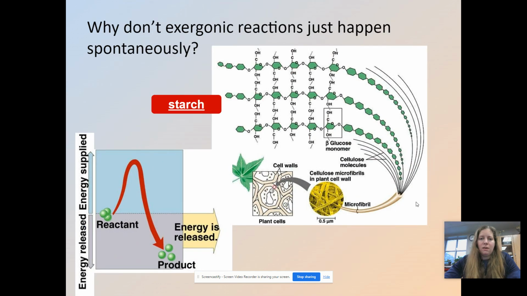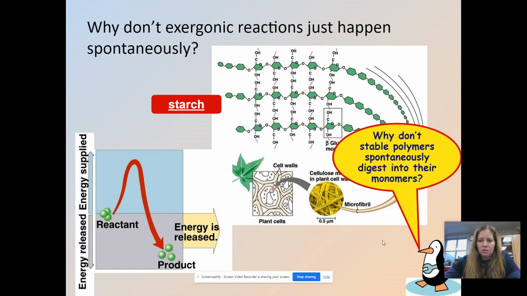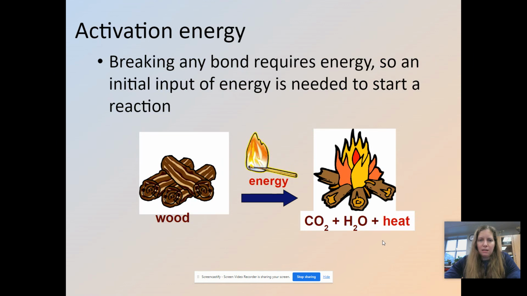Exergonic reactions do tend to happen because it's just easier in nature for us to break things down and make simpler molecules and release energy, but they don't just happen spontaneously. All reactions require some type of activation energy. We mentioned this with enzymes, that breaking any bond requires energy, and so even if the net reaction is going to release energy, you still have to have that initial energy to break the bonds. And that's really what activation energy does.